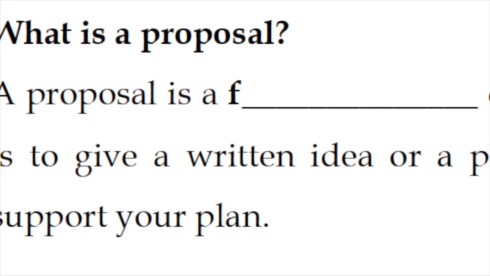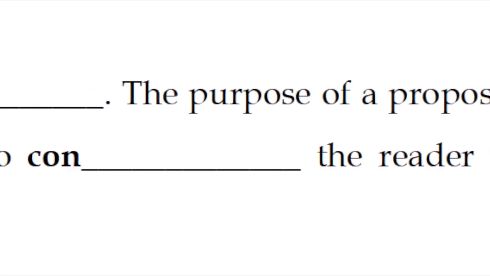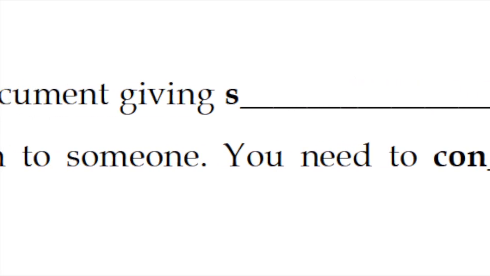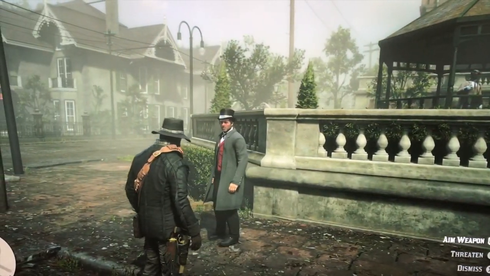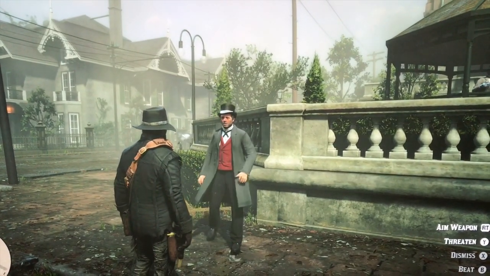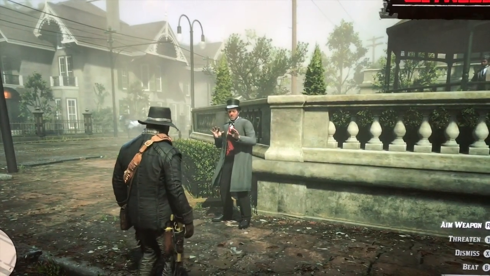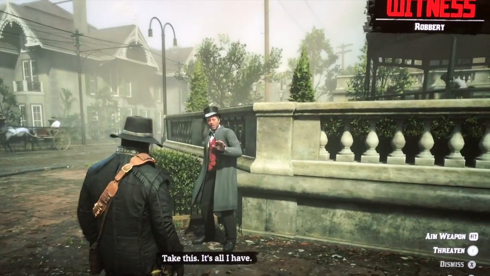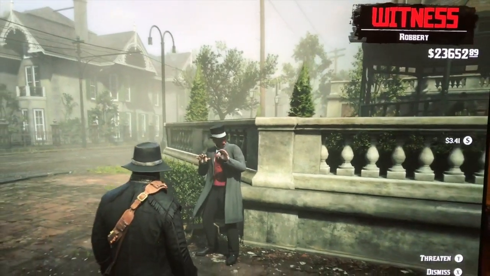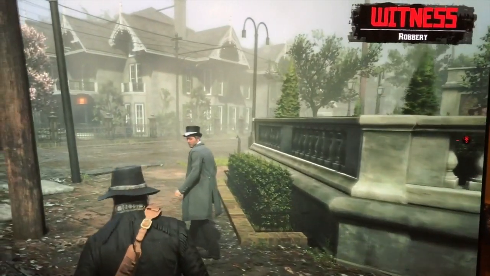A proposal is a formal document giving suggestions. The purpose of a proposal is to give a written idea or a plan to someone. You need to convince the reader to support your plan. In other words, a proposal is something you write when you need something, or you have an idea and you want someone who has what you need to give it to you, or someone who is in a position of authority to approve of your idea. The goal is to achieve this politely, not forcefully.